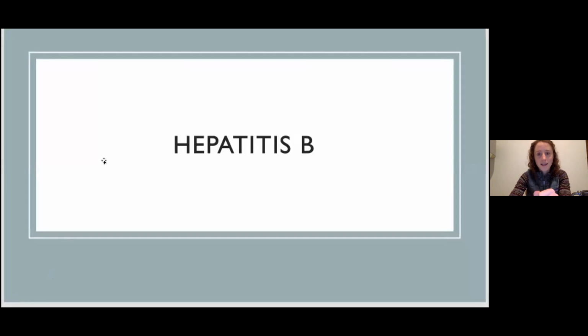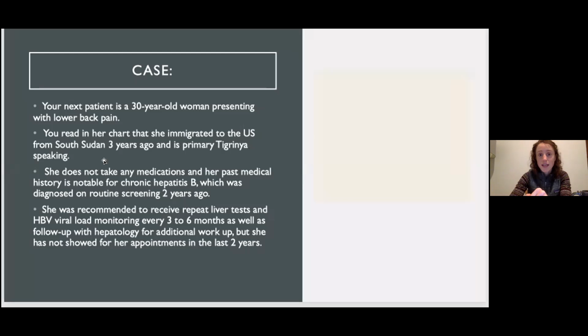We're going to move on to hepatitis B. So your next patient in clinic is a 30-year-old woman presenting with lower back pain. Reading her chart, she immigrated to the US from South Sudan 3 years ago and is primarily Guinean speaking. She does not take any medications, and her past medical history is notable for chronic hepatitis B, which was diagnosed on routine screening 2 years ago. She was recommended to receive repeat liver tests and HBV viral load monitoring every 3 to 6 months, as well as follow-up with hepatology for additional workup, but she has not showed for her appointments in the last 2 years.